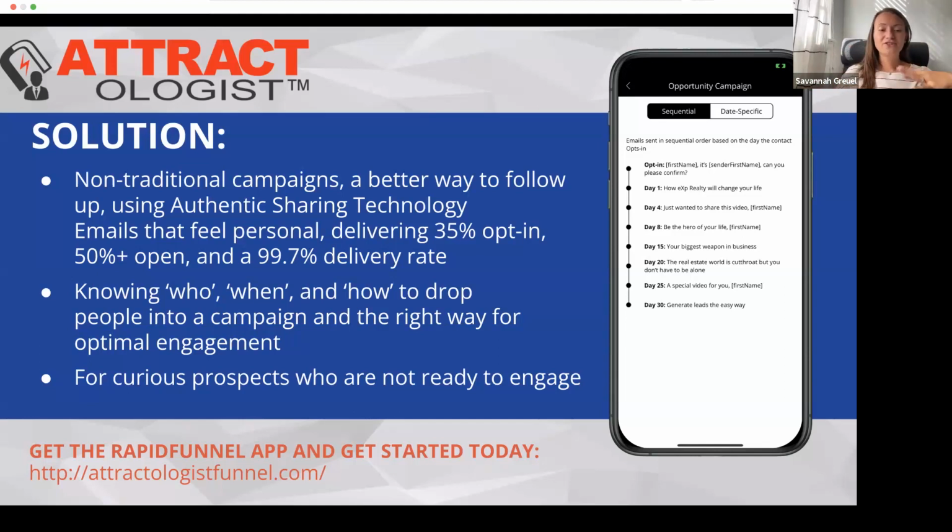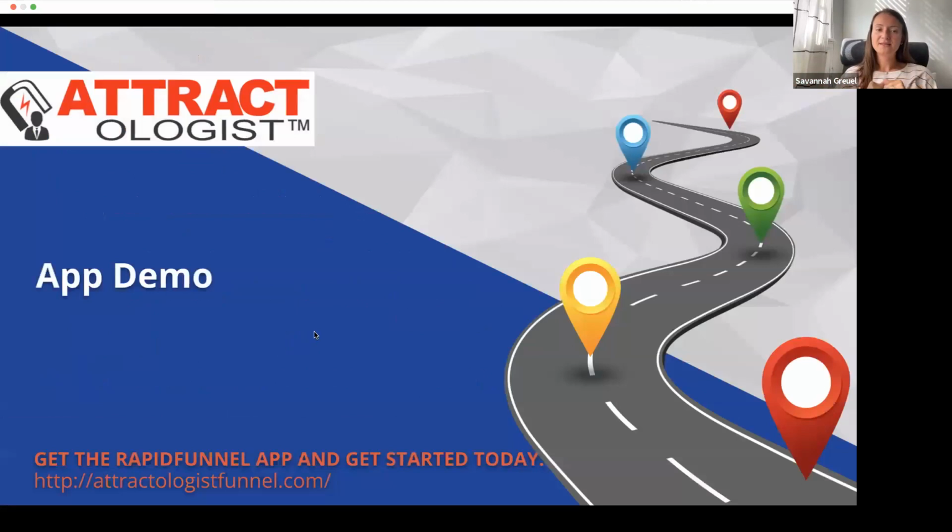I'm going to show you how to identify who you should put in a campaign, when you should put them in, and how to do it. And you'll be able to see how they engage, because there's clickable content in these emails that you're going to get notified on when they click on it, and you can see it in their activity log. So let's go to the app again.